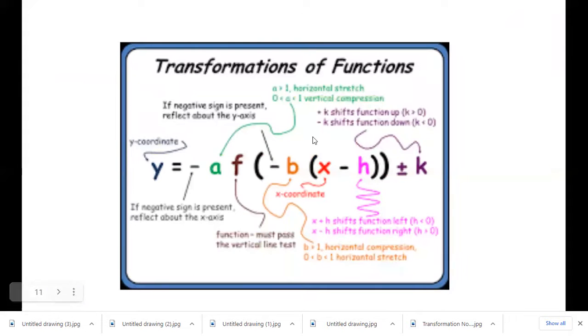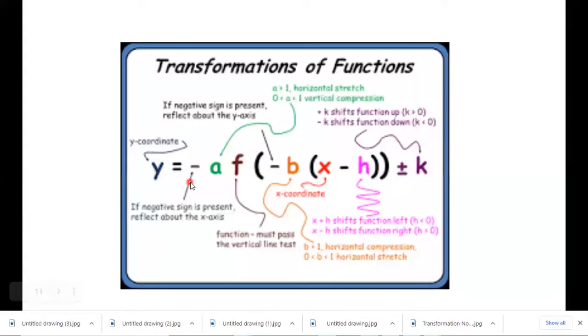Okay, and I just wanted to show you a transformation of a function. You're going to be talking more about this next year. All of these letters in an equation mean something about the transformation. So we have y, which is your y-coordinate. This negative sign is present when we reflect over the x-axis. A, if A is greater than 1, it's a vertical stretch. If it's between 0 and 1, it's a vertical compression.